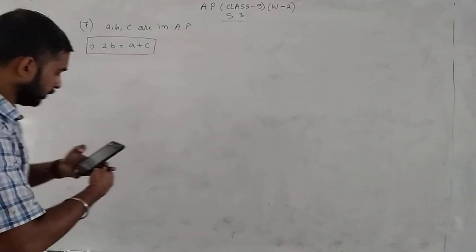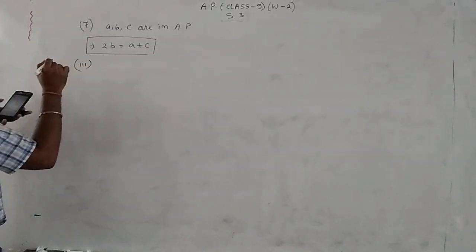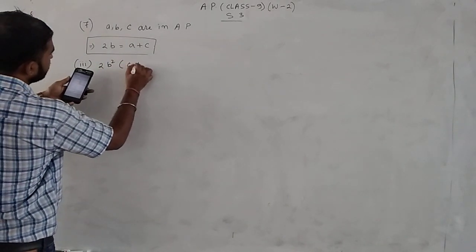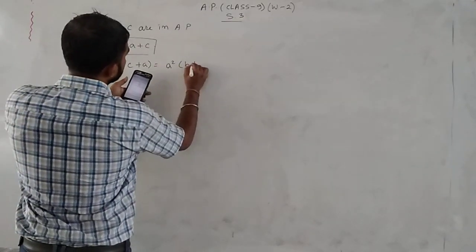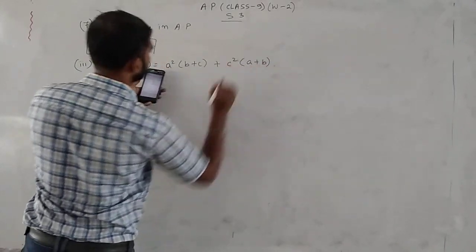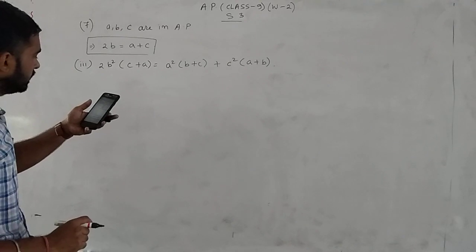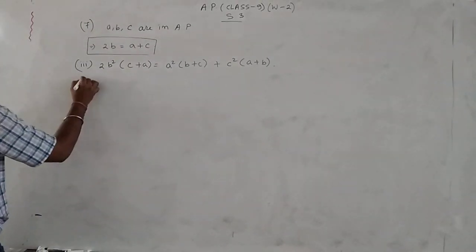Now question number 3. To prove that twice the middle term, first term plus third term. Yes, twice b square into c plus a equal a square into b plus c square into a plus b. Okay, again from right hand side, RHS.